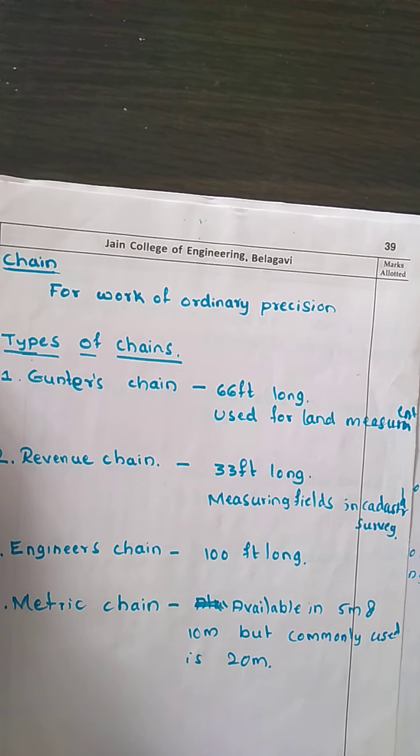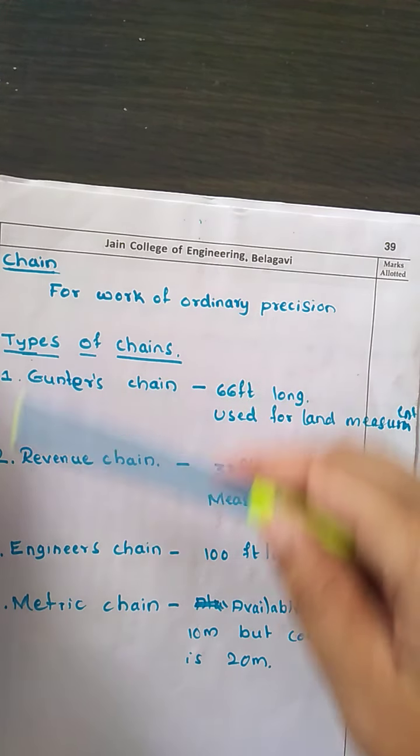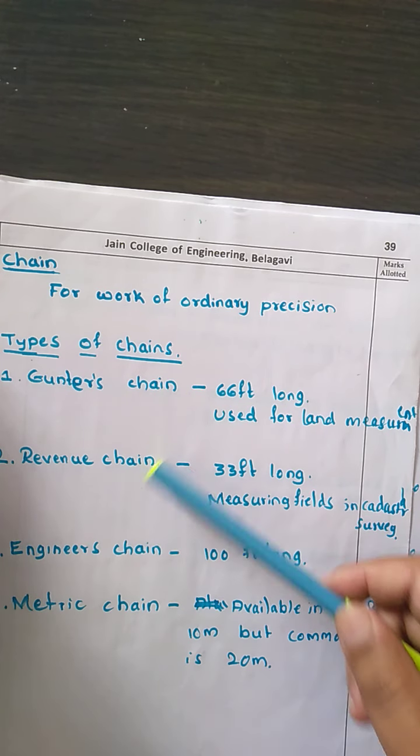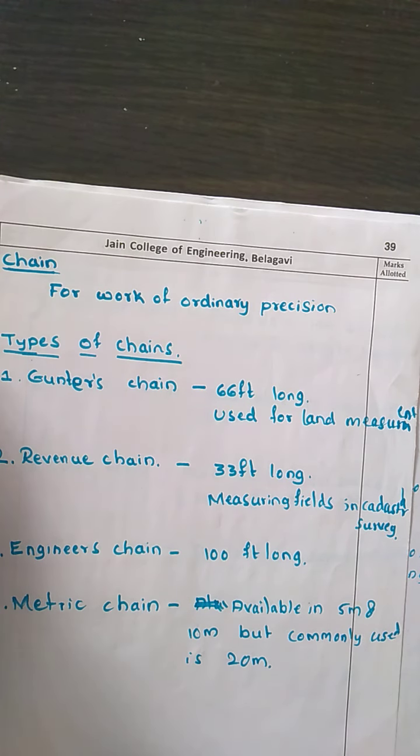Now we will see the different chains available: the Gunter's chain, revenue chain, engineer's chain, and metric chain. The Gunter's chain, also called the surveyor's chain, is 66 feet long, divided into 100 links, and it is used for land measurement and marking of milestones along the roads.